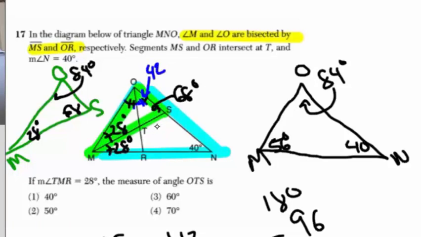And the way we're going to find the desired angle, OTS, this is the one they want right here, we'll add 42 and 68 and subtract it from 180. So 42 plus 68, what do we get? Is that 110? It's 110. Subtract it from 180, you get 70.